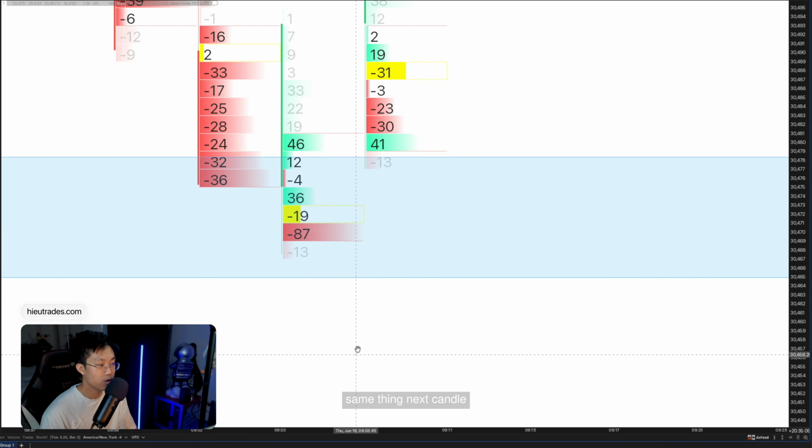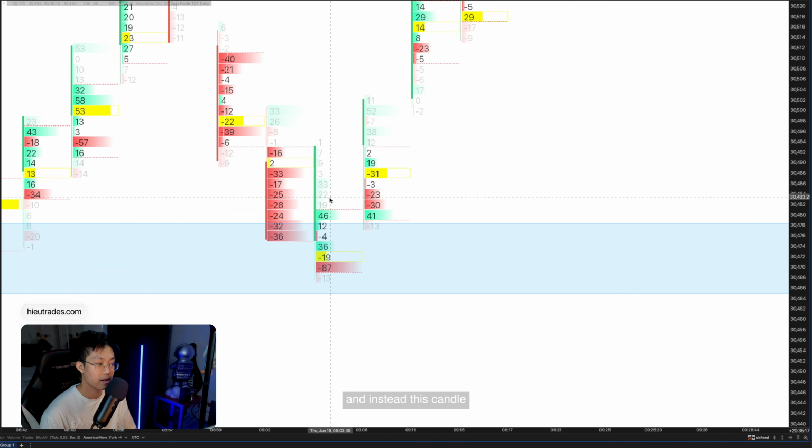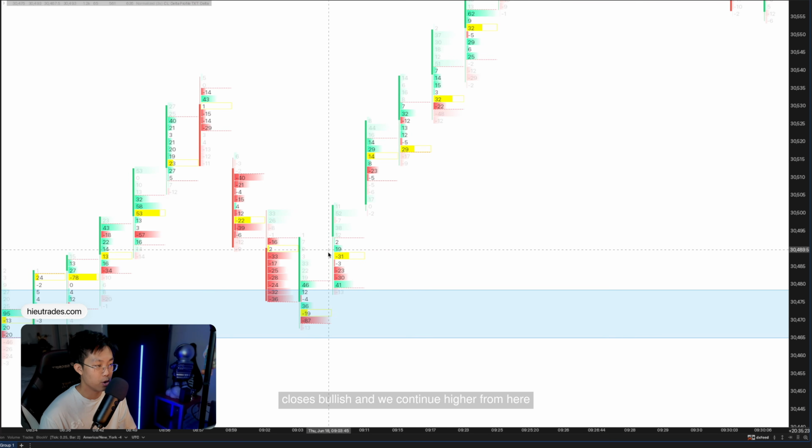Same thing, next candle, a lot of selling aggression, but we failed to continue lower. A lot of passive buy limits are absorbing the demand of these sell orders, and instead, this candle closes bullish and we continue higher from here.